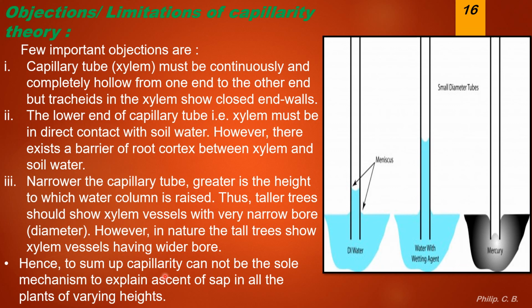Hence, to sum up, capillarity cannot be the sole mechanism to explain ascent of sap in all the plants of varying height. So here, similar to what we learned in the previous theory, the capillary theory also cannot be the only reason for ascent of sap with different heights of plants, because every plant's height may differ, right, from 1 meter to 10 meter to 50 meter and so on. So depending on the height, there may be some other theory along with the capillary theory.